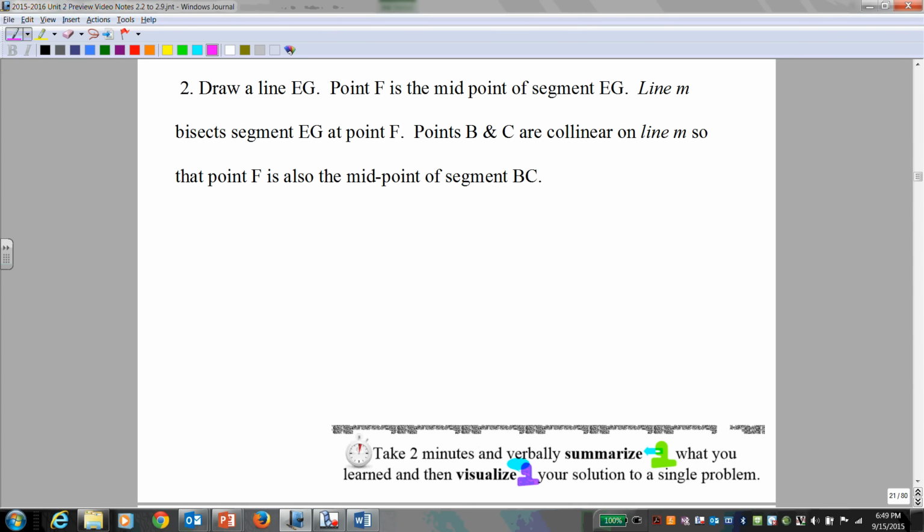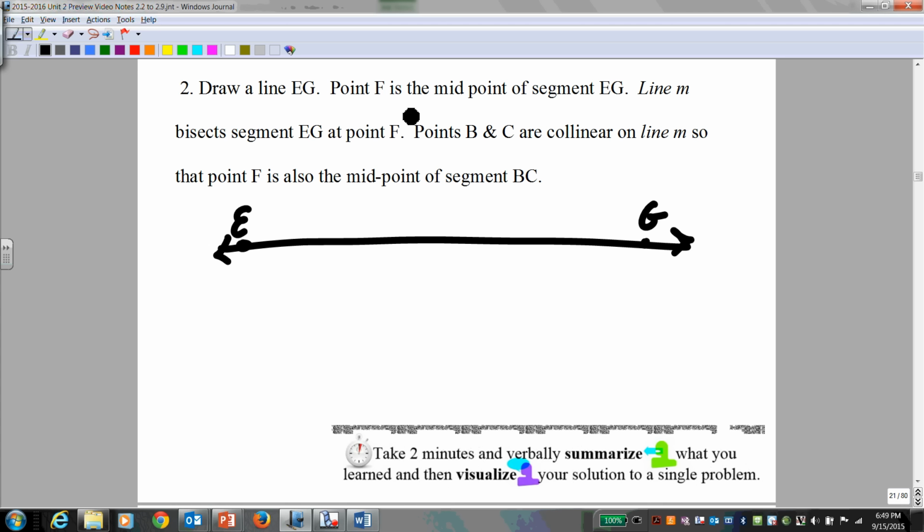Let's try this last one. It says draw a line EG. So it first says that E and G are a line. Now, point F is a midpoint of the segment EG. So segment EG would be this piece right here. And F is the exact middle. That's my sound effects for hatch marks.